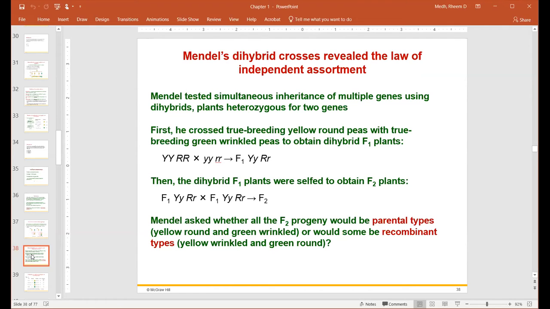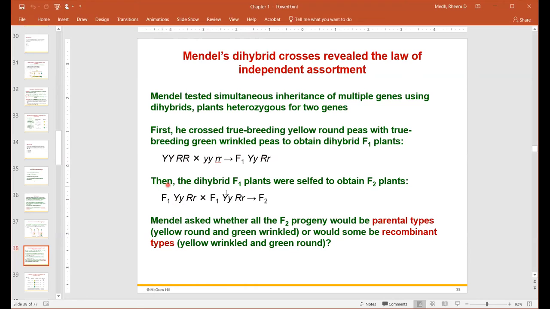So if you crossed, as is shown here, a homozygous pure breeding yellow round with a homozygous pure breeding green wrinkled, you will get all F1s, which will be heterozygous for the yellow and heterozygous for the round. Everybody with me? When you self cross this, you have a big Y little y, big R little r cross to a big Y little y, big R little r.